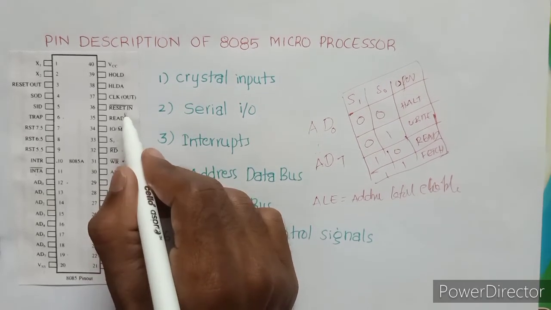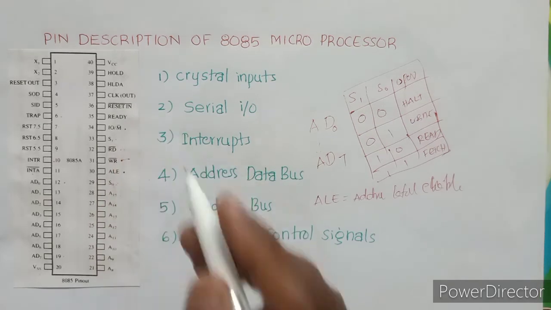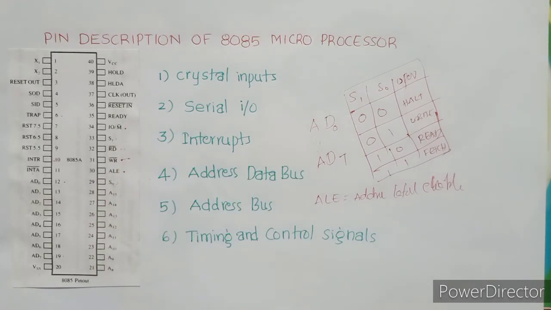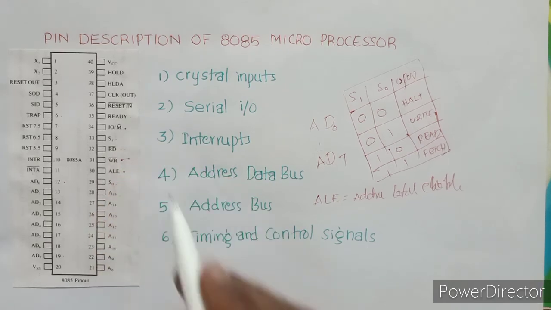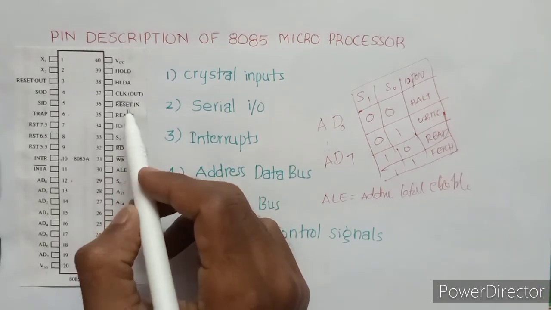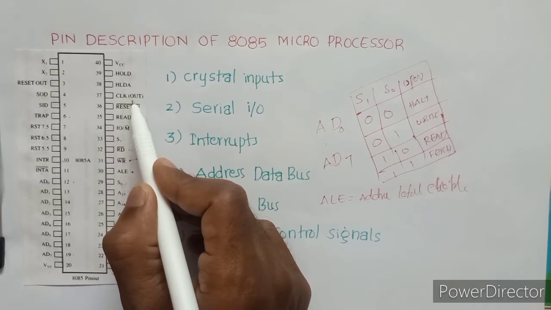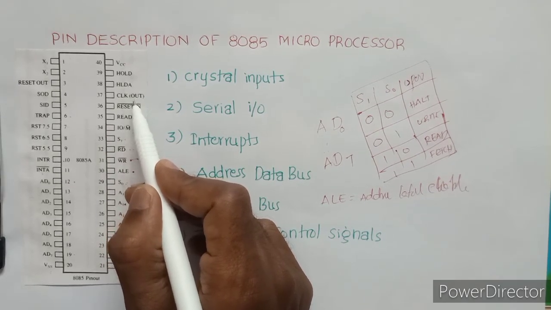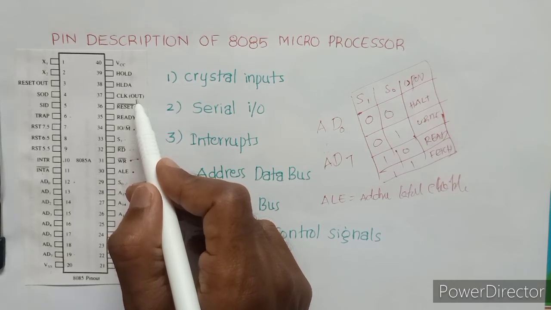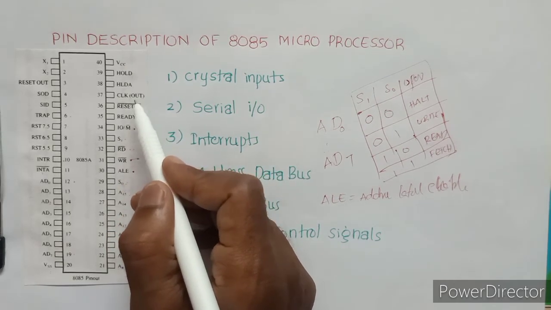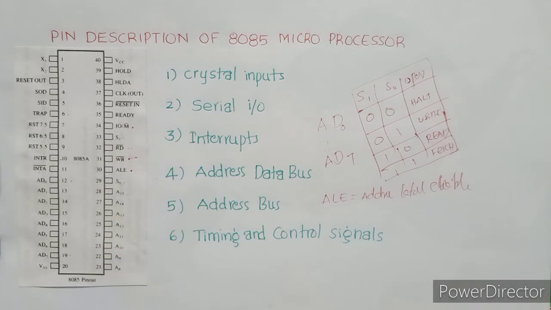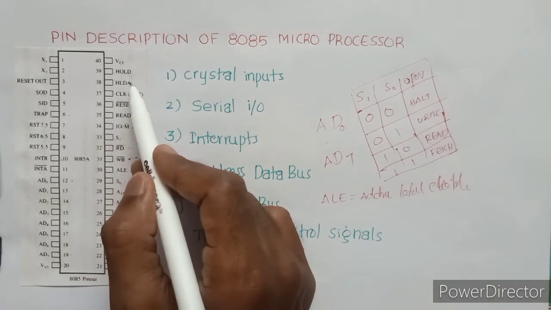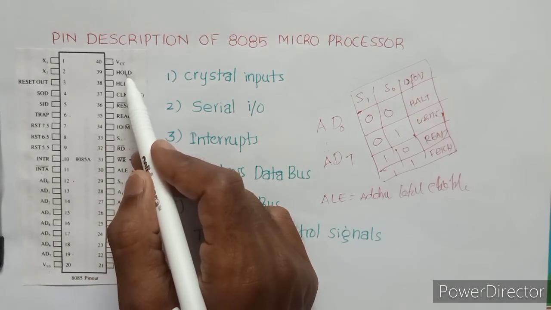Next, RESET IN, the 36th pin, which provides the reset signal to the CPU. It resets the program counter to 0. Next, the 37th pin is the clock out pin, which can be used for other digital ICs.